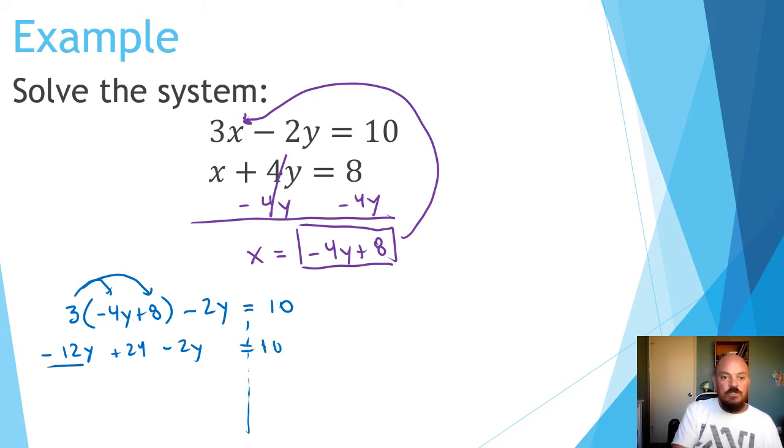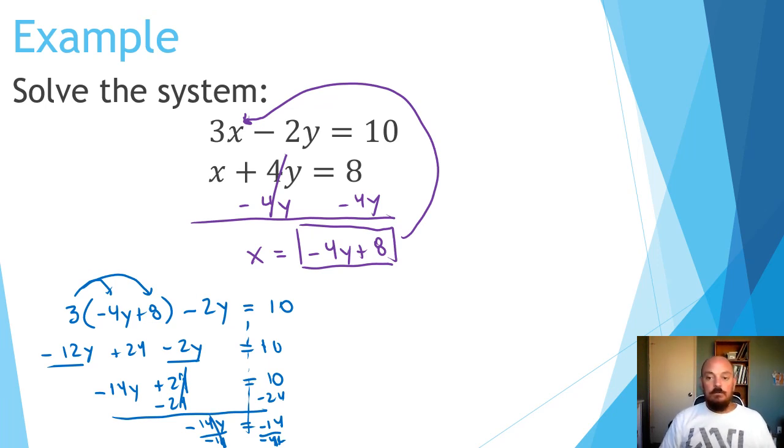I'm going to combine my like terms. The negative 2y and the negative 12y gives me negative 14y plus 24 equals 10. We will subtract 24 from each side. Cancel that out. We have negative 14y equals negative 14. And when we divide by negative 14, we end up with y equals 1. Negative 14 divided by negative 14 is positive 1. So the first part of my answer is y equals 1.